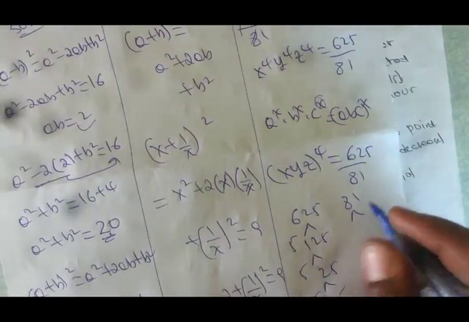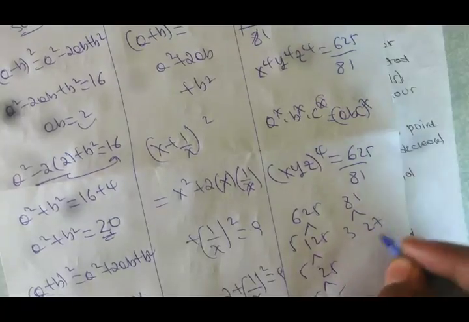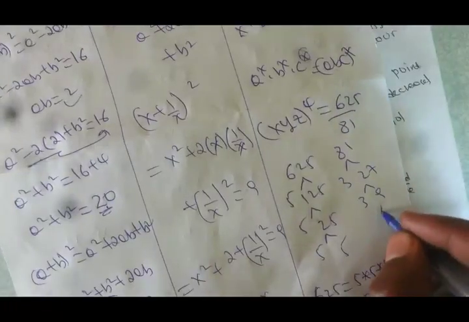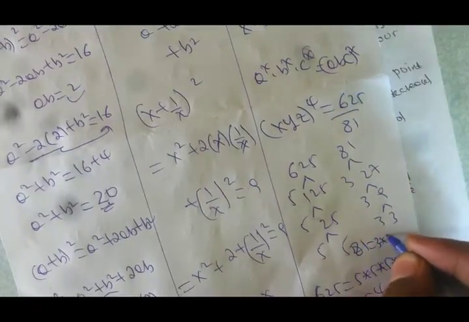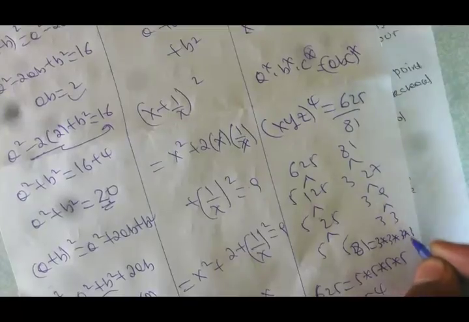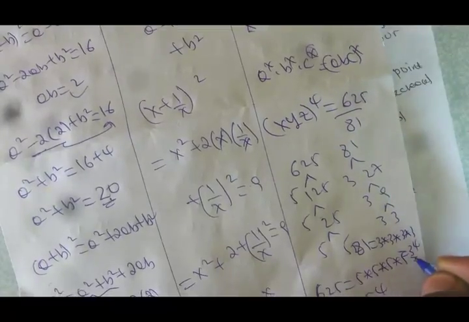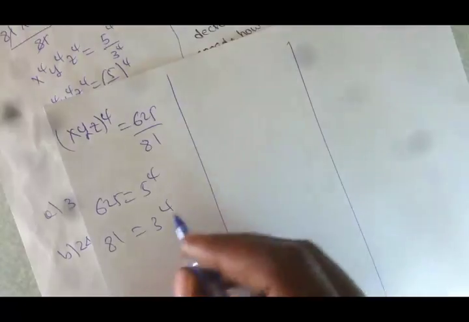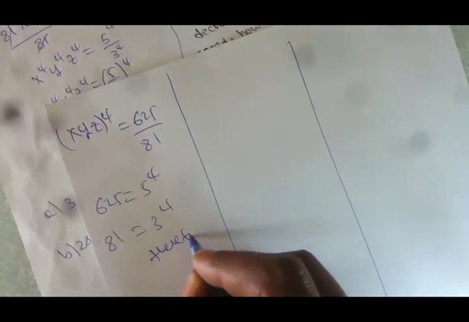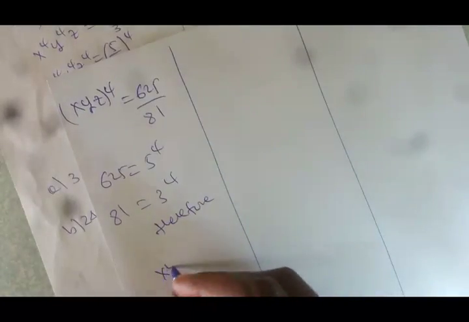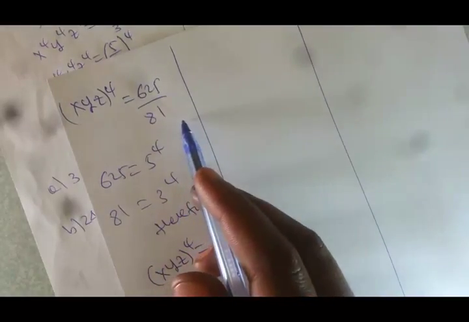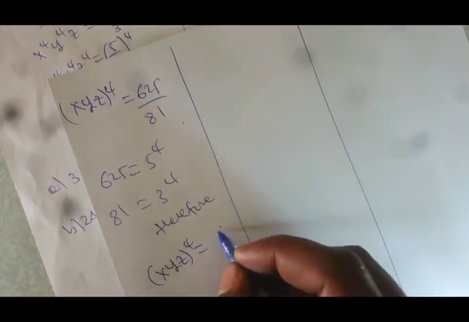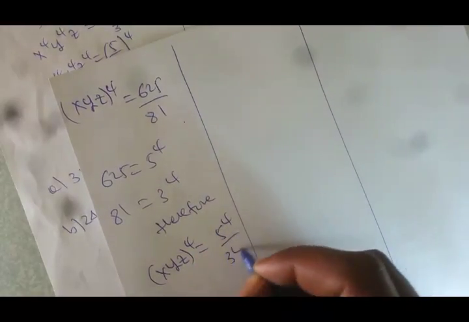Can 81 be factorized? Yes. By 3, 27. By 3, 9. By 3, 3. Therefore 81 can be written as 3 times 3 times 3 times 3. This is equal to 3^4. Therefore (xyz)^4 is equal to 625 over 81, and 625 we found is 5^4 over 3^4.